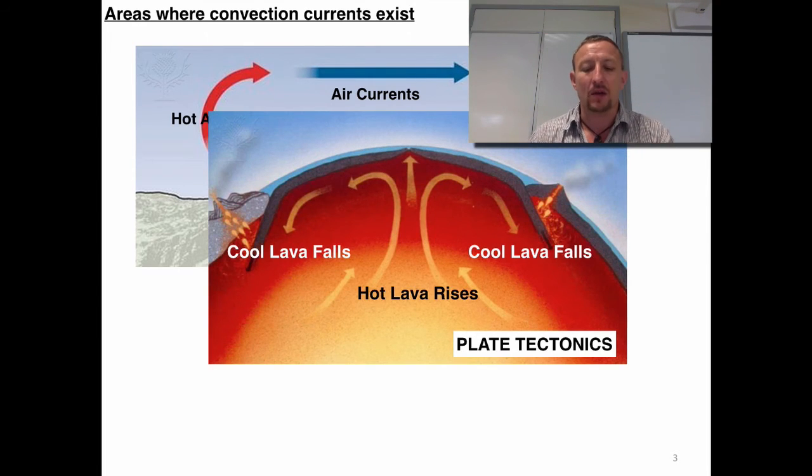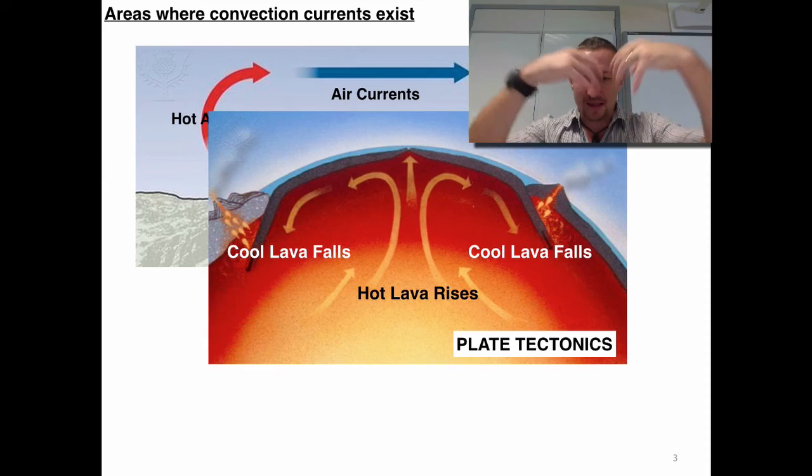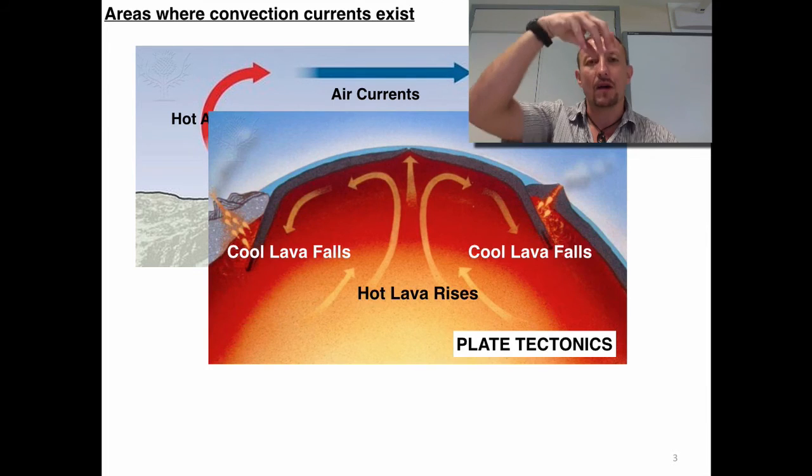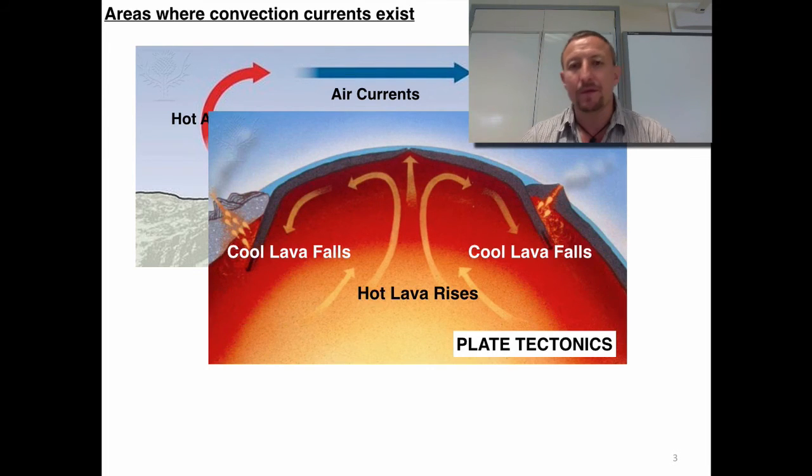Now, as that hot magma moves up, it gives off its heat to the land, so it becomes cooler, the particles get more dense, and then they sink back to the core. This may take hundreds of thousands of years to occur, but we've still got the same process of convection currents. Okay, this convection going from low density rising, high density falling.